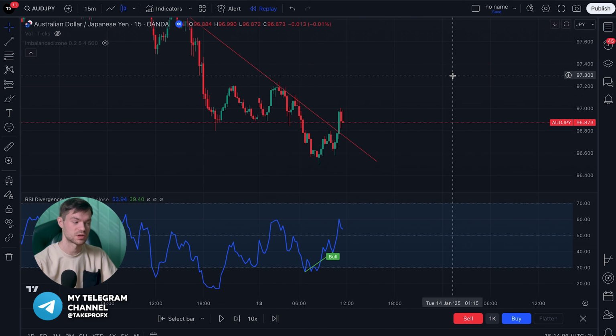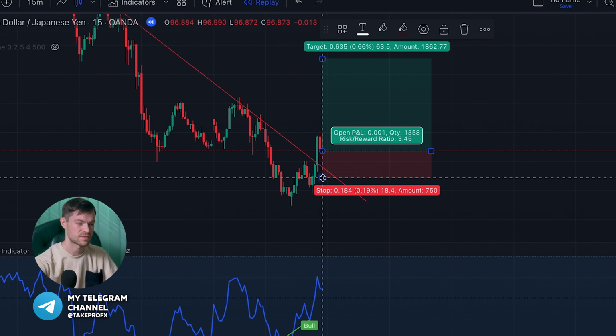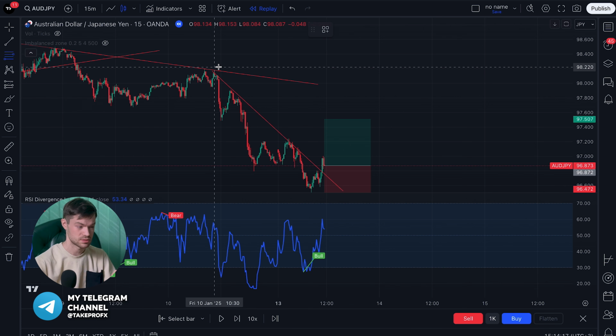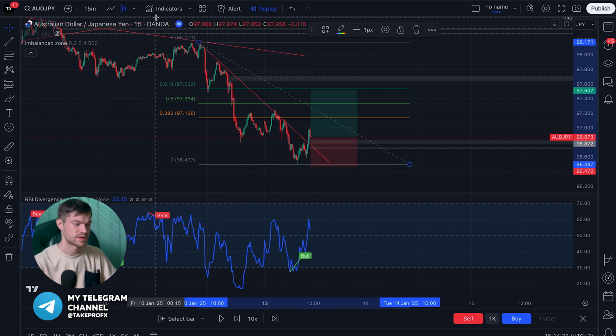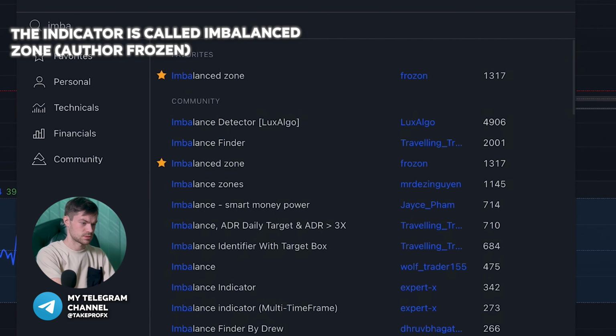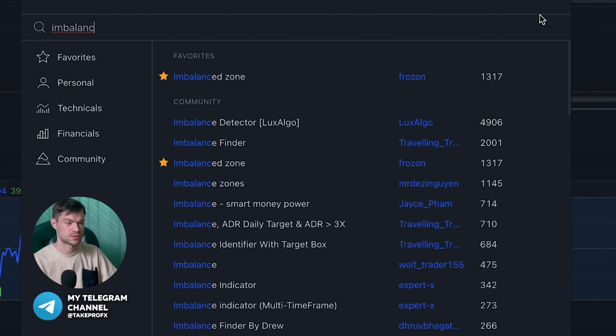What most people will do, they will take long from here and put stop somewhere here. Let's take the Fibonacci line, put them somewhere like this, and compare it to another indicator called imbalance zone. You can also find it in search, or just write imbalanced zone from the author Frozen with 1300 users.